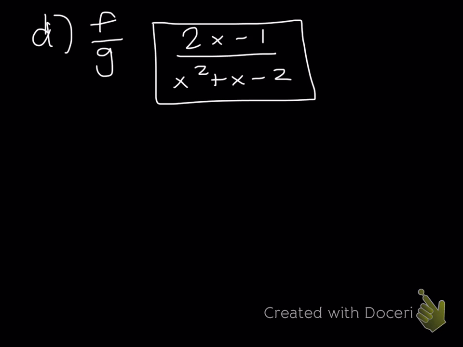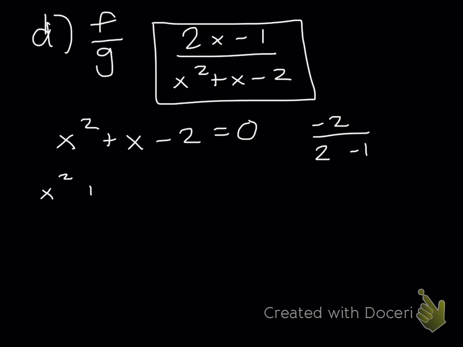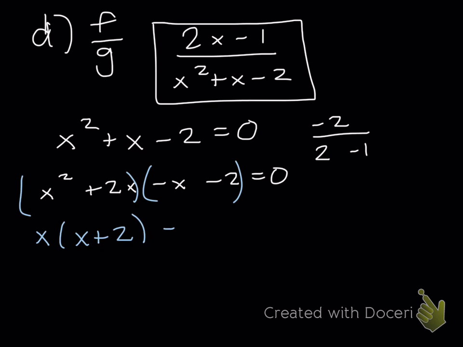So I need to find my domain restrictions, and I do that again by setting this equal to 0 and solving. To solve this, I'd figure out what multiplies to be negative 2 and adds to be 1. So it's a 2 and a negative 1. So I'll have x squared plus 2x minus x minus 2. And again, those of you who do the box method, these are your 4 terms that go inside the box. So we group them. I can take an x out of the first quantity, and I can take a negative 1 out of the second quantity. So this will become x minus 1 and x plus 2.